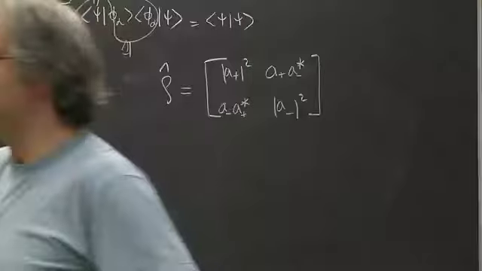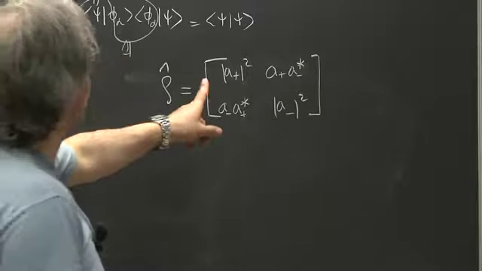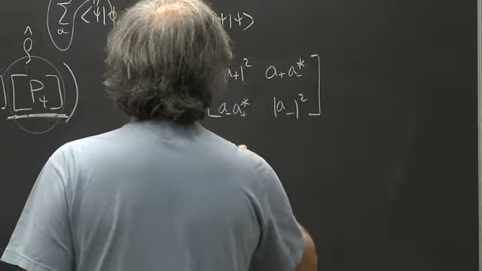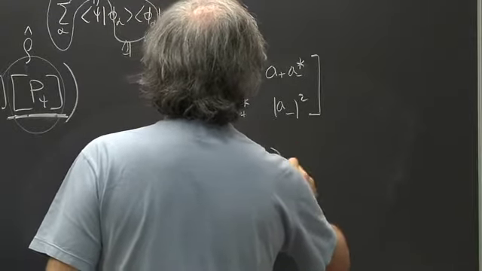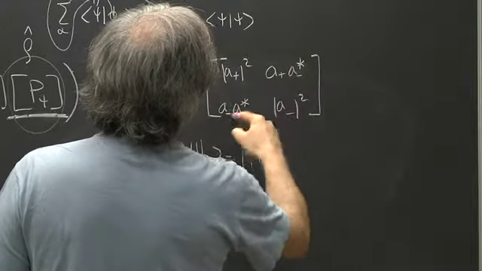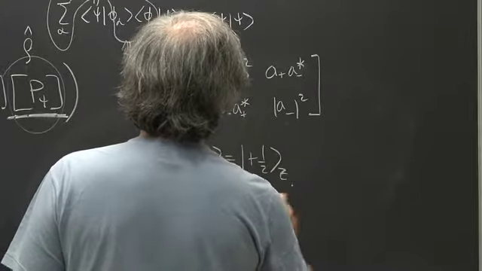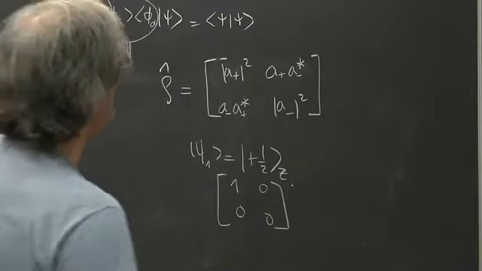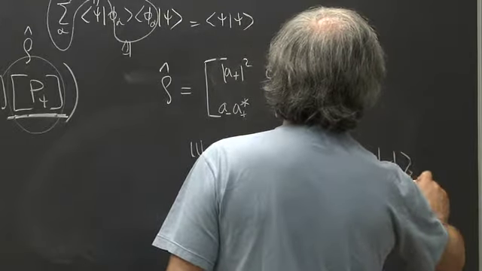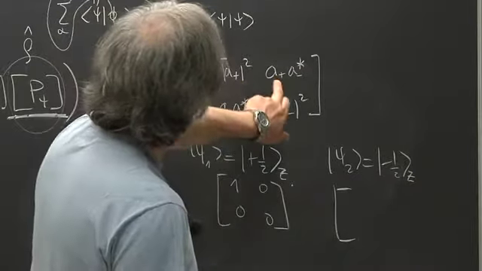So for instance, if the state is purely up, so if I have the state psi 1 equal to plus 1/2, then here I would have a 1, here a 0, here a 0, and here a 0. Okay? So the matrix would be 1, 0, 0, 0. If the state were psi 2, which is minus 1/2, then the matrix would be 0, 0, 0, and 1.